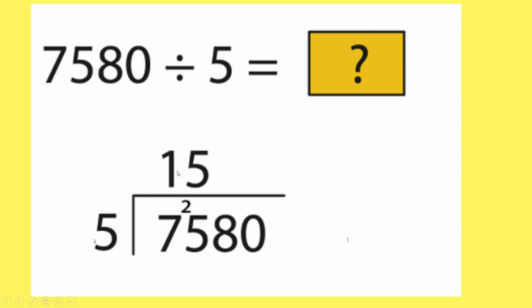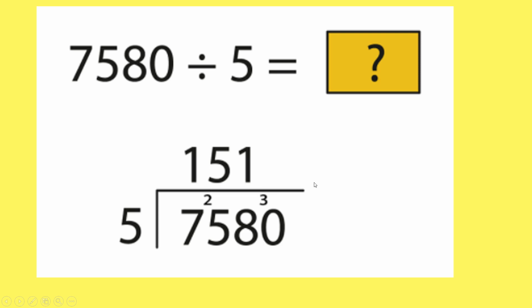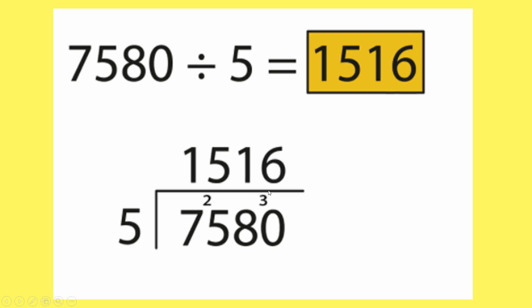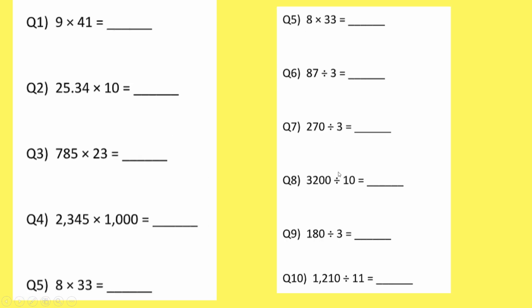And as you can see, 5 fits into 25 perfectly 5 times, and we don't have any remainders to carry across. 5 fits into 8 perfectly 1 time, but we do have a remainder of 3 to carry across. We've now got 30. 5 fits into 30 exactly 6 times. We have got no remainders left, so our answer would be 1,516.